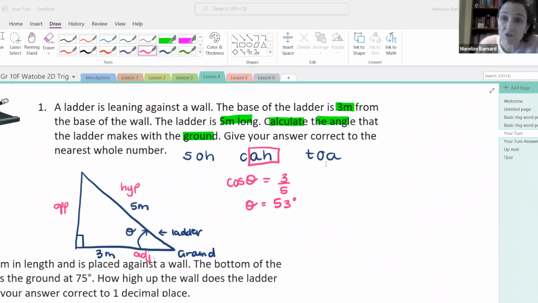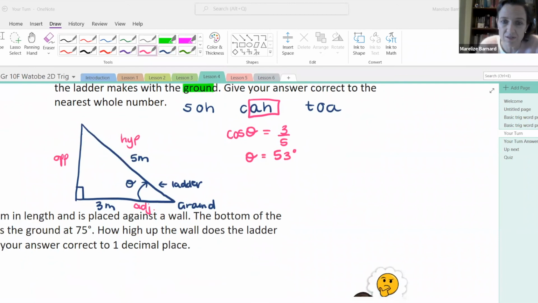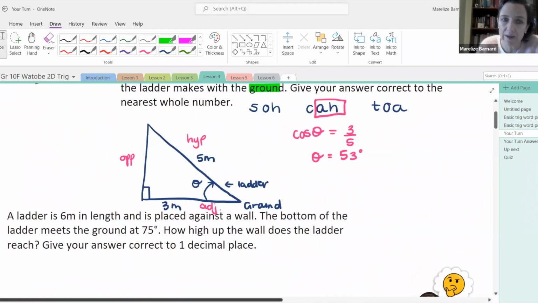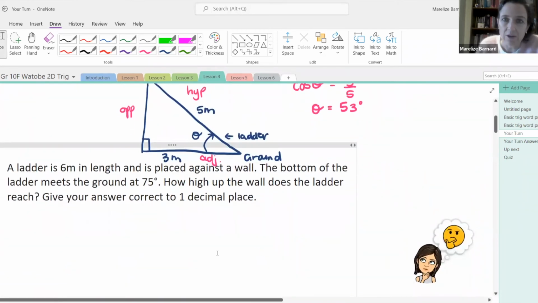Did you press shift cos? Not cos 3/7, but shift cos. Don't forget, if we are working back to get the angle, if we have the ratio, then you have to press shift. Buchle, I hope you remember to press shift.